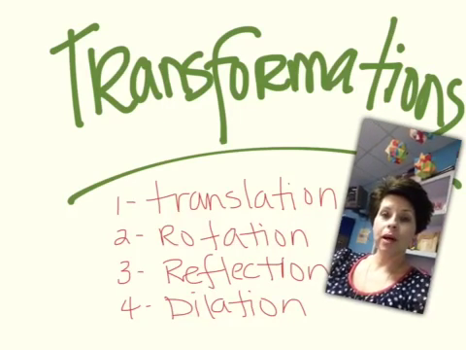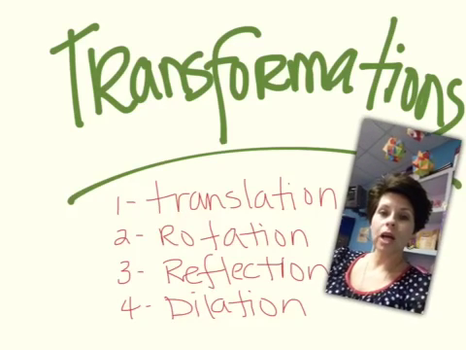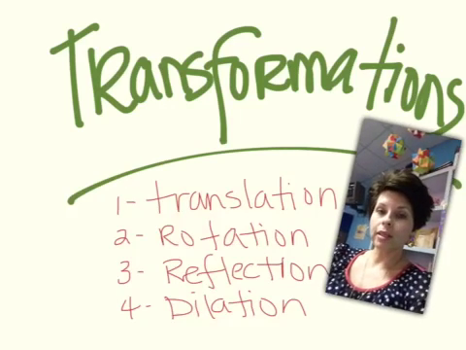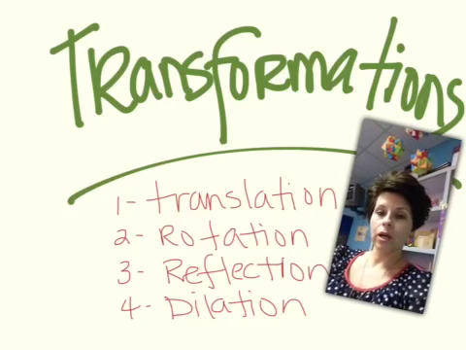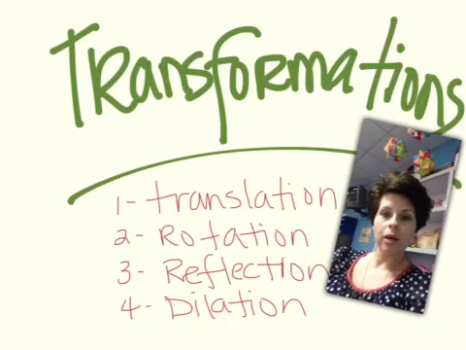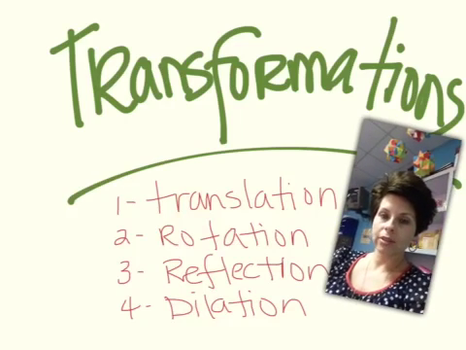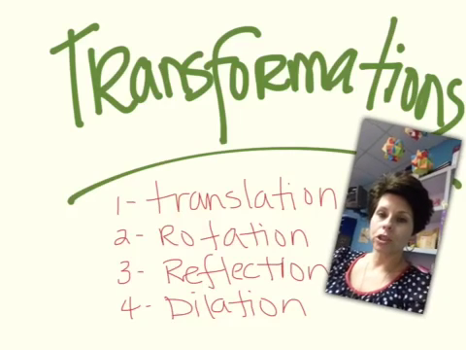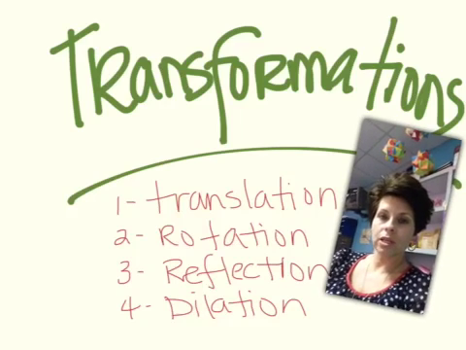Today in class we talked about transformations. There's four types of transformations. Translation, where a shape slides. Rotation, where it turns around a point. Reflection, where it's a mirror image or it's flipped across the X or Y axis. And then dilation, where a shape can enlarge or reduce in size.